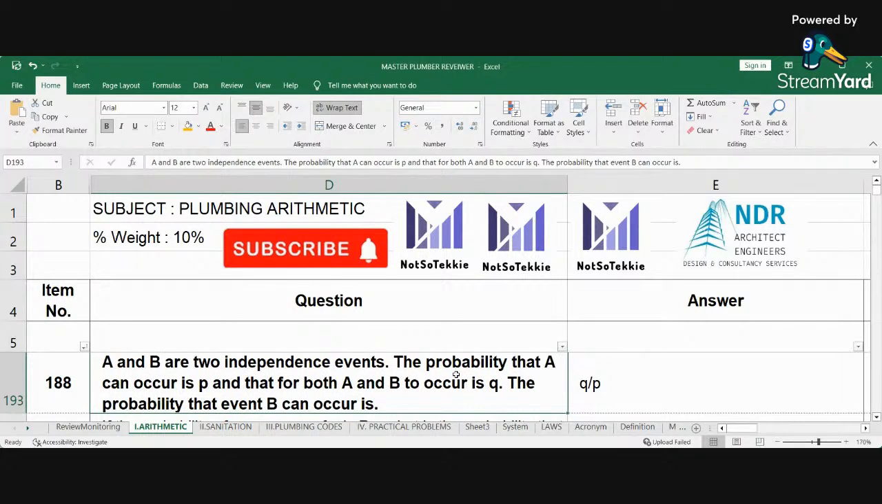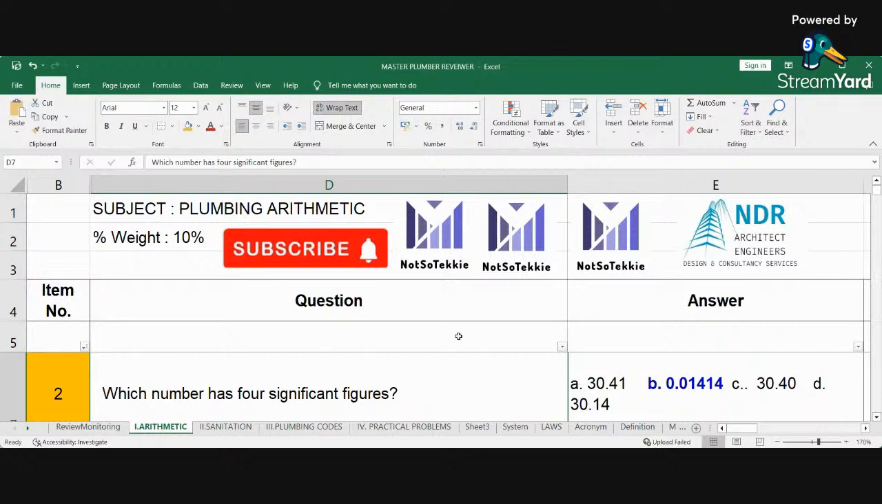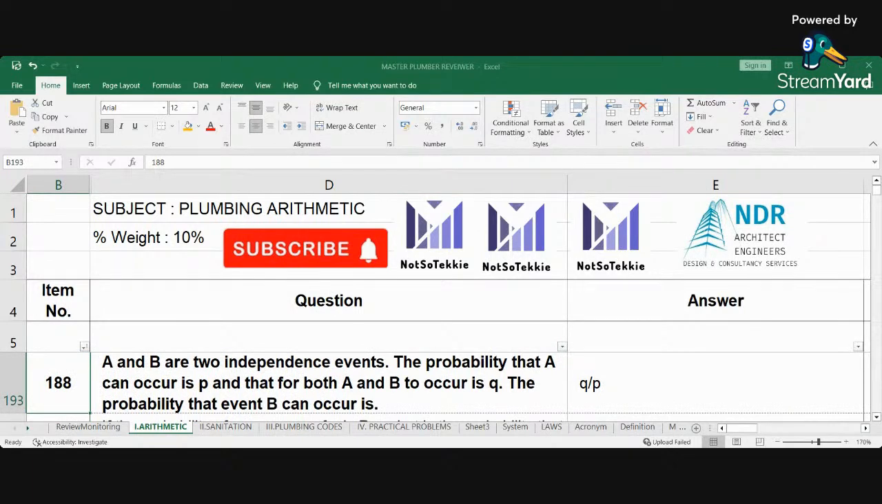A and B are two independent events. The probability that A can occur is P, and that both A and B occur is Q. The probability that event B can occur is Q over P. The answer is Q over P.